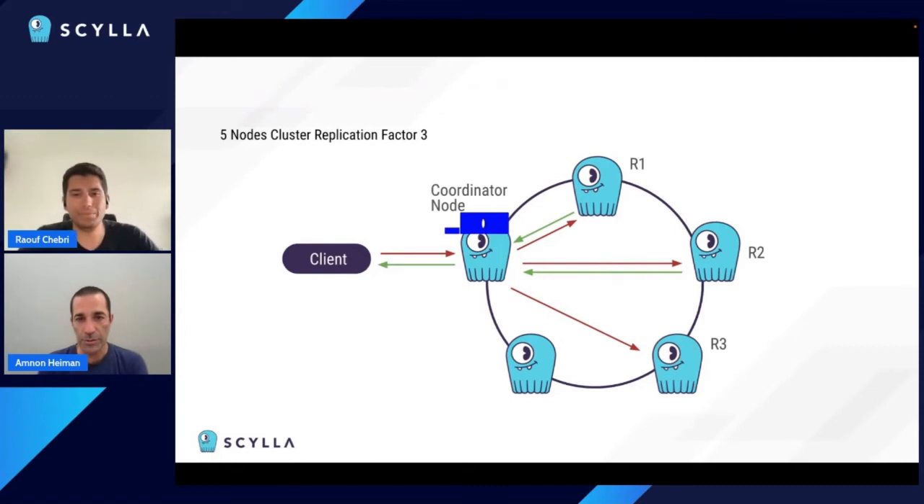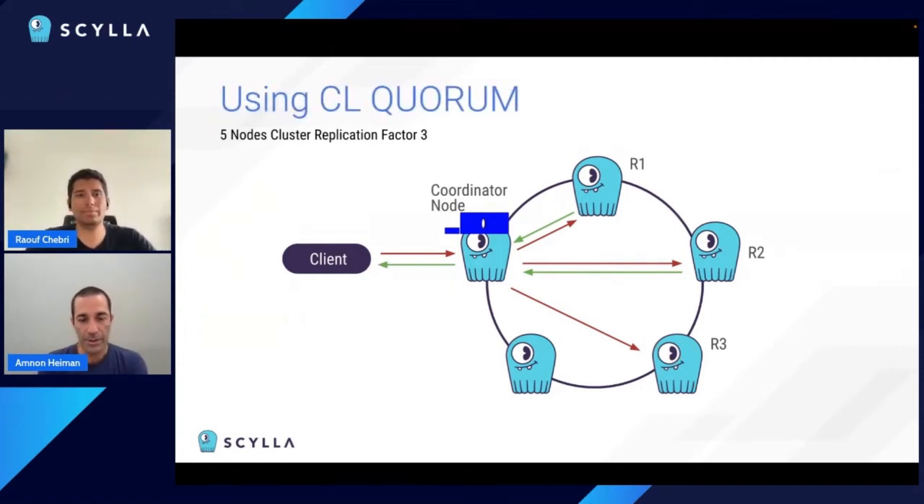Usually what we're going to use is quorum. Quorum means that the majority of the replicas replied. With a replication factor of three, the majority is two. So the coordinator would wait for two replies and then reply to the client that everything is fine. In this case, if you've lost a node, the client can still read and write, even in case of a failure. So we have consistency because it's written to at least two replicas before it's okay. We have availability because even if the third node crashes, the cluster is still available.